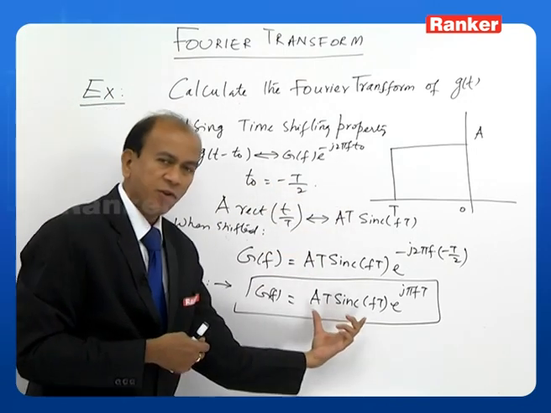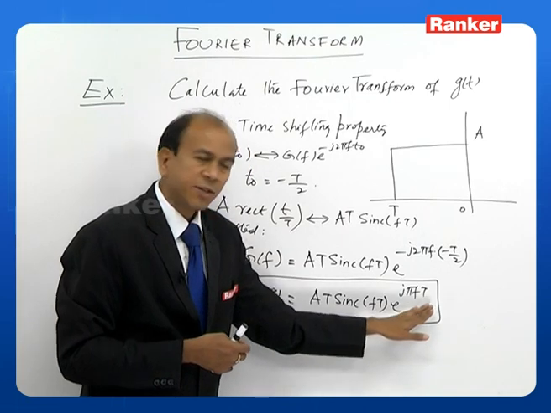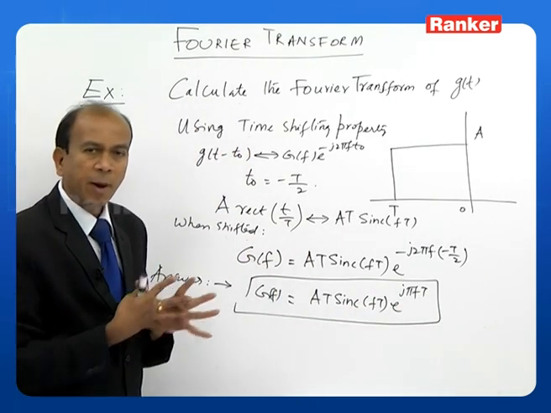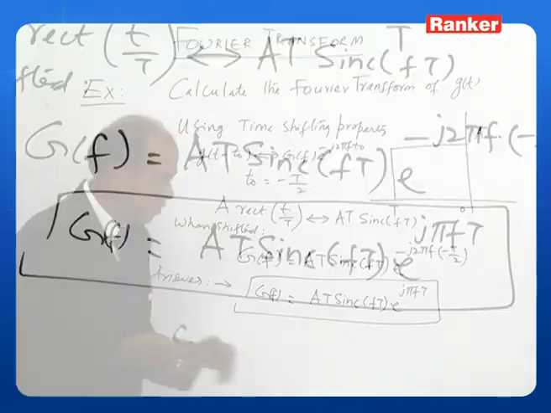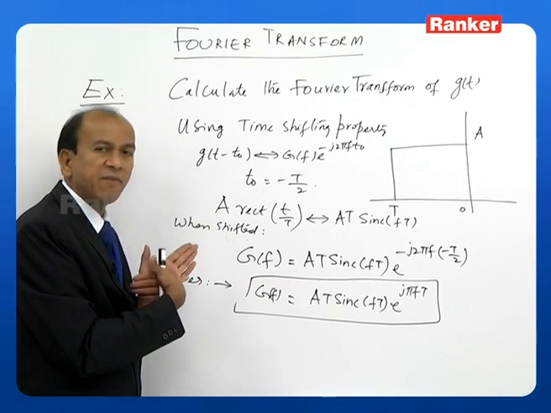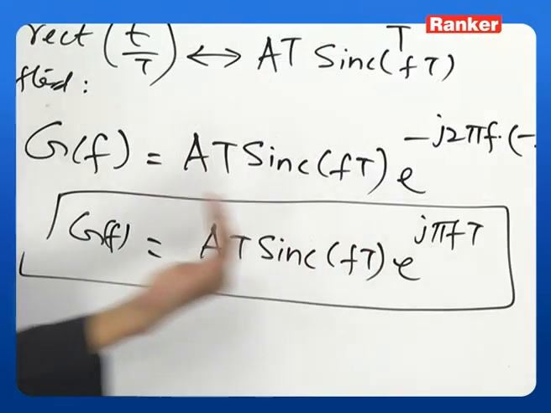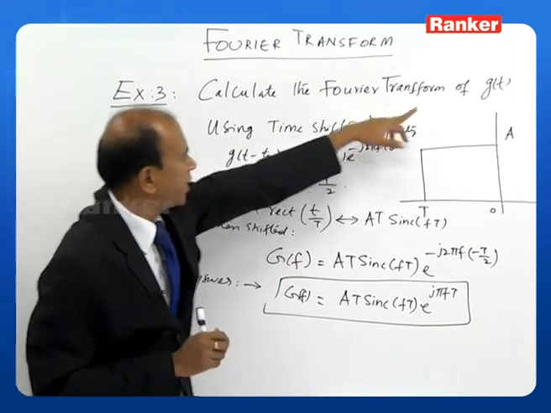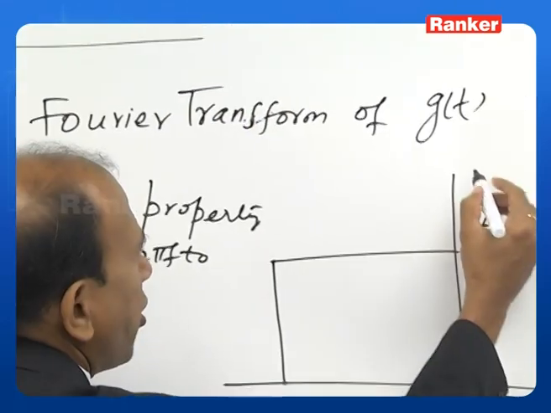We already know what is G of f. So, we have just multiplied it with e to the power of j pi f T. So, if you compare this problem with the earlier problem, it is a right shift function by T by 2, so this is exponential minus j pi f T, and if it is shifted to the left hand side by a factor minus T by 2, it will be j pi f T. Now, this example says we have to calculate the Fourier transform of g of t. So, this is g of t for us.